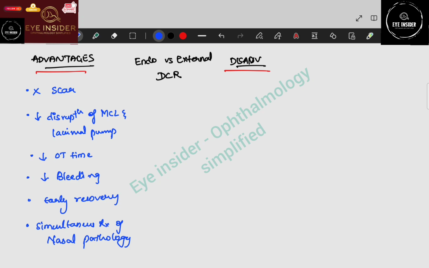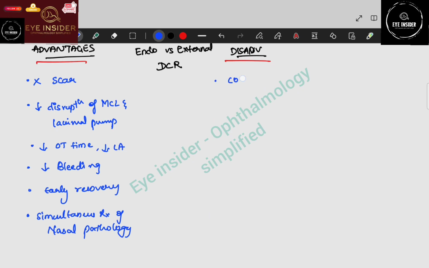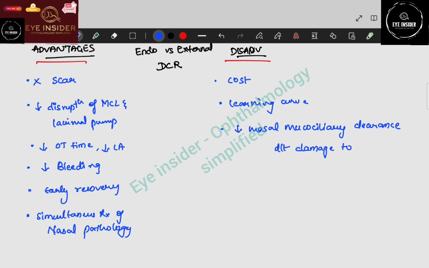and there is reduced nasal mucociliary clearance due to damage to the nasal mucosa. And also there is a risk of failure if the osteum is not properly sized. So we'll discuss it in the complication part. The complications include the most common one, as we said, which is the failure of the procedure. This usually occurs by 1 to 3 months.